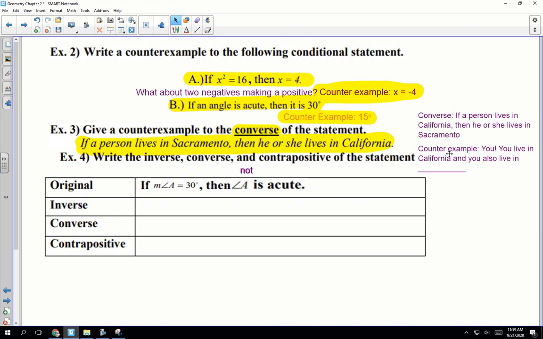I know a great counterexample to that. You live in California, and you also live in whatever city you live in, whether that's Placerville, Pollock Pines, Diamond Springs, Pleasant Valley, or Camino.